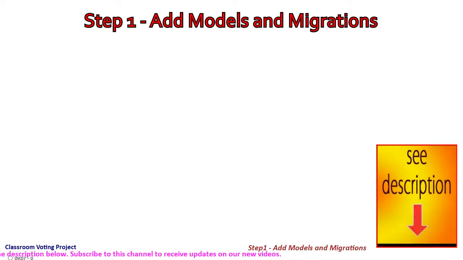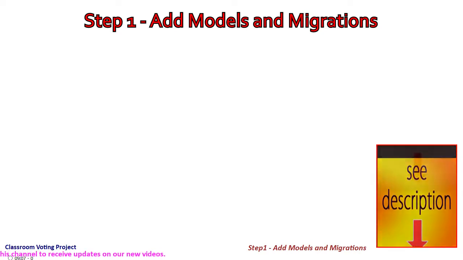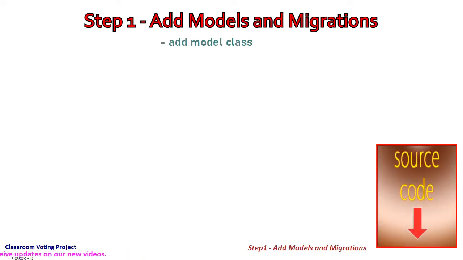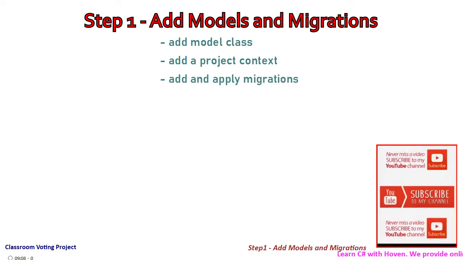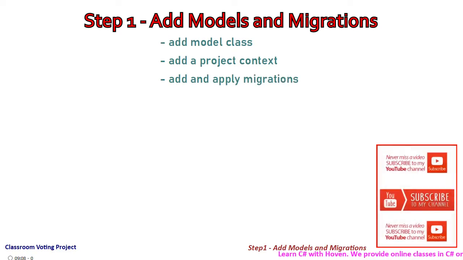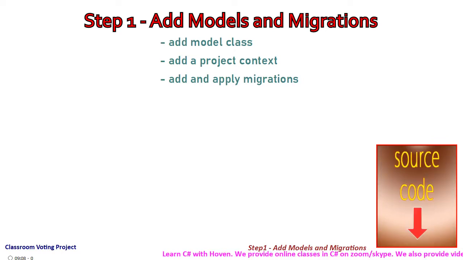This is the first step of writing the code for the classroom voting application. In this tutorial, we shall add a model class to hold voting data. We shall also add a project context for EF Core connectivity. And finally, we shall add migrations and then apply them also. And lastly, we shall verify that the database actually gets created.